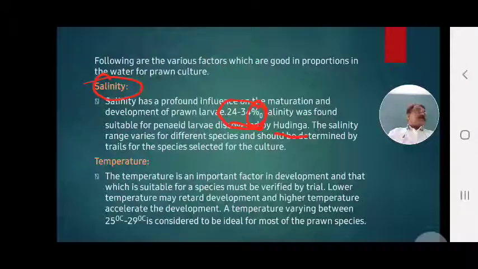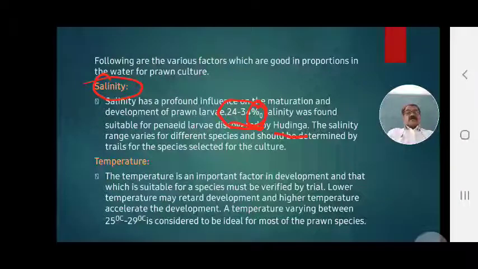The salinity range varies from species to species. The salinity range for Penaeus indicus is different, and the salinity range for Penaeus monodon is different. The salinity range varies for different species and should be determined by trials for the species selected for culture, meaning species to species. This salinity range is variable and different.